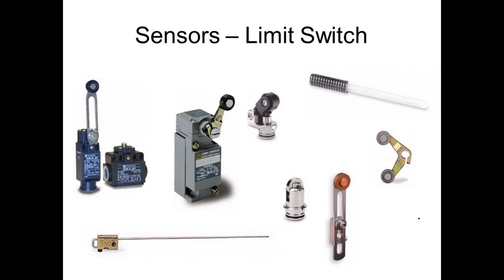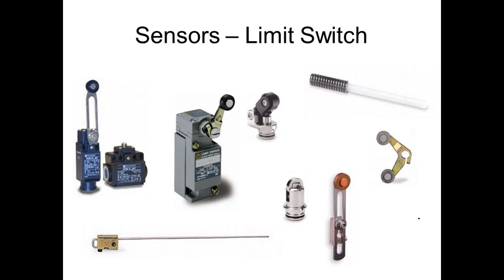Then we have these guys. These are called limit switches. This would be an example of a sensor. Anybody ever seen these out in industry? What do we use these things for? These are switches, but they're not controlled by you. They're controlled by something hitting up against this operator. And when the operator is hit, it moves and either closes a contact or opens it.